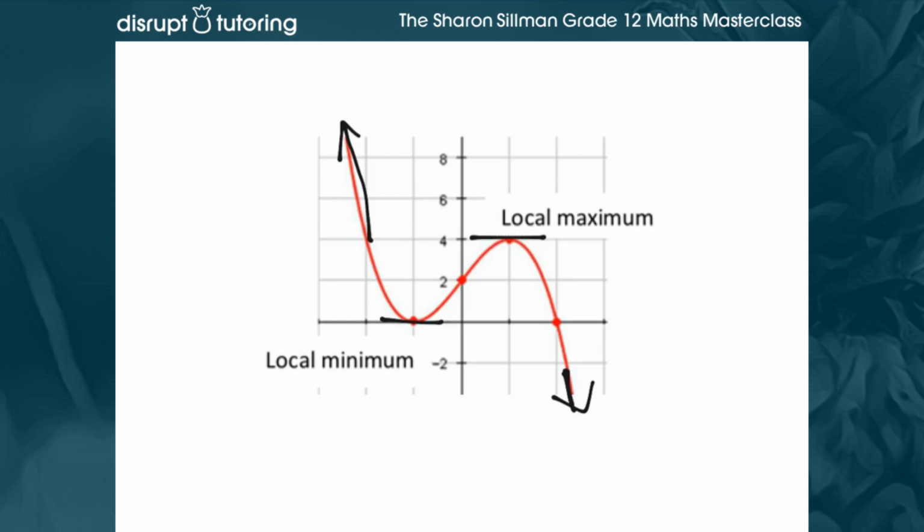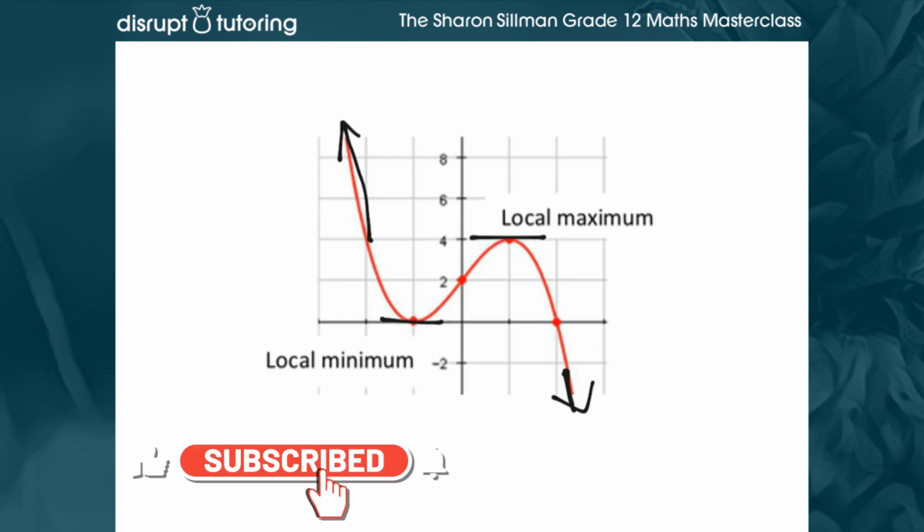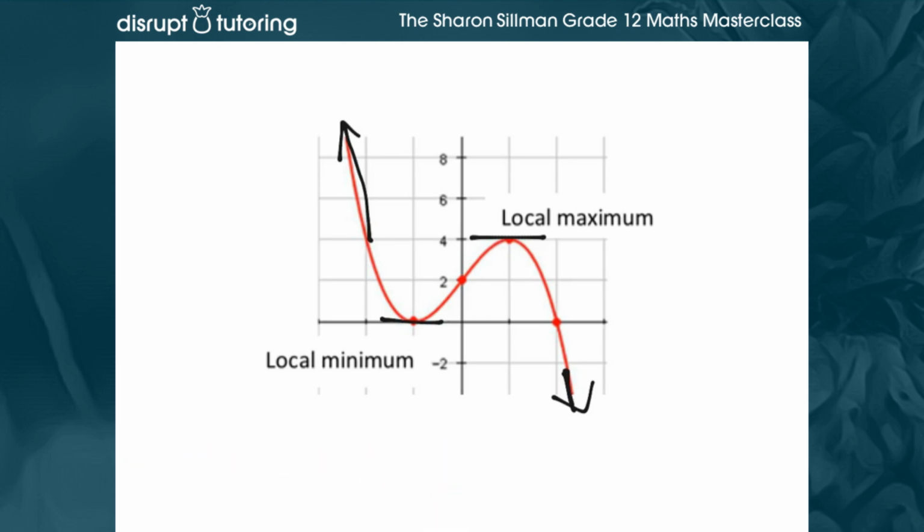The official name we should actually be using rather than a turning point is a stationary point. Maybe we just need to talk about those two words for a second. So a stationary point is a point on the function where the gradient of the function is 0. So hence you can see that these two are stationary points because the gradient, remember the derivative, the gradient of this tangent line would be 0.